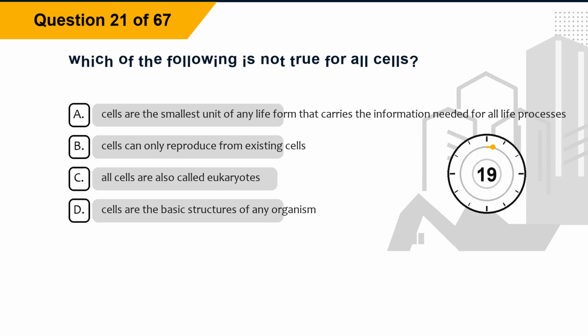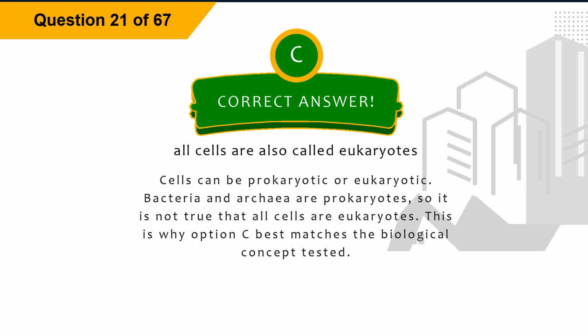Question 21. Which of the following is not true for all cells? Option A. Cells are the smallest unit of any life form that carries the information needed for all life processes. Option B. Cells can only reproduce from existing cells. Option C. All cells are also called eukaryotes. Option D. Cells are the basic structures of any organism. The correct answer is option C. All cells are also called eukaryotes.